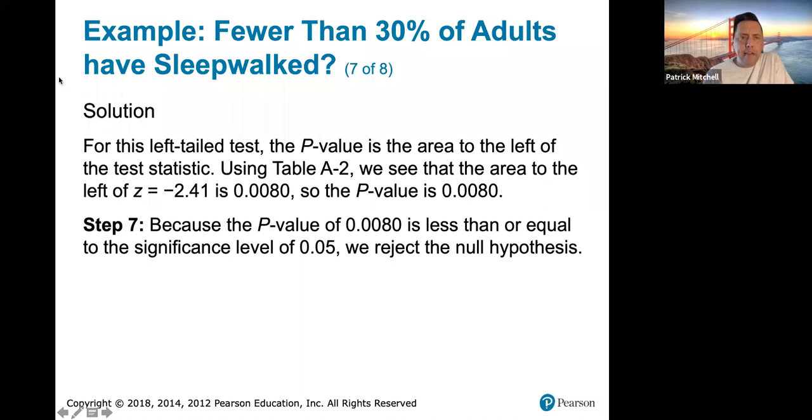All right, this is a left-tailed test because the alternative hypothesis is that p is less than 0.3. So the p-value is going to be the area to the left of the test statistic. Using table A2, I'll assume that you have table A2 in front of you. The area to the left of z equals negative 2.41 is 0.008. So that's the p-value. What does that mean? In a world where p equals 0.3, for a sample that has a proportion of 29.2%, the probability of getting a proportion that low would be only 0.008. So that's a very low p-value. It's lower than the significance level. If p is low, the null must go. So we're going to reject the null hypothesis.